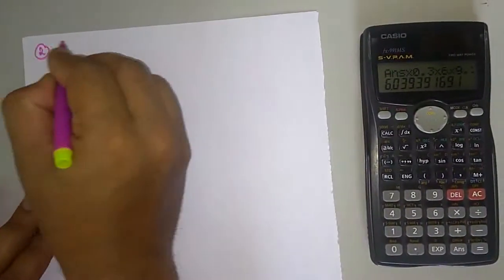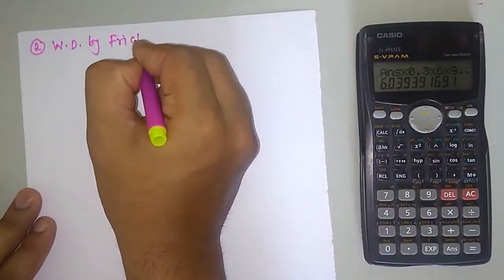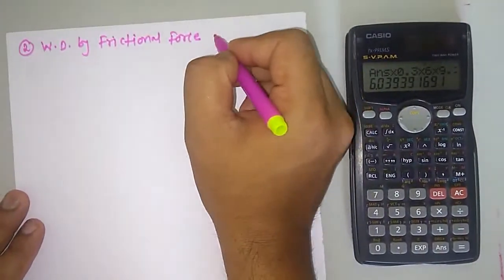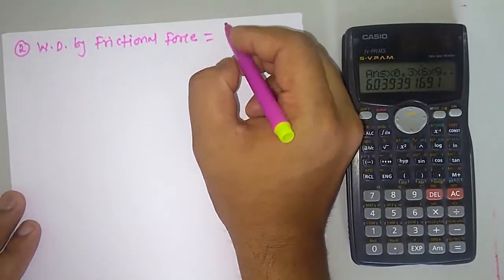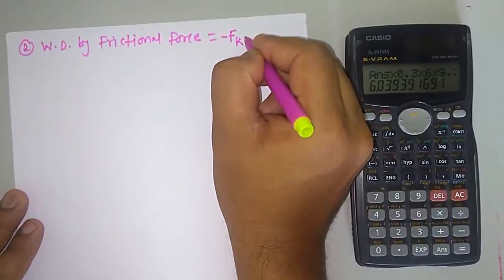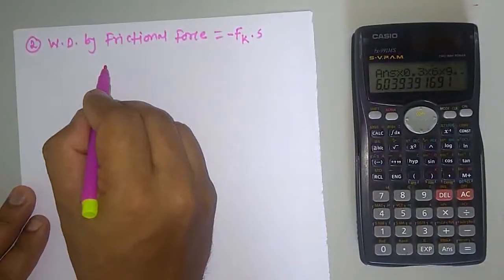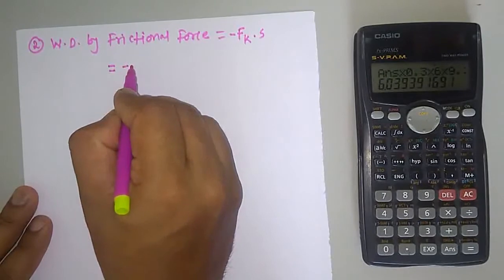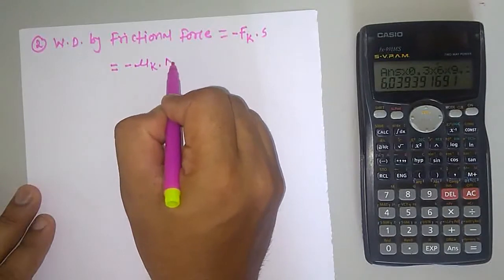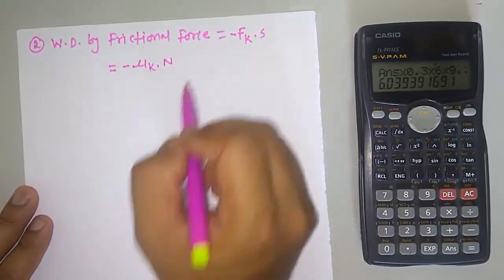Now the second force, that is friction. Work done by frictional force. We know the work done by frictional force is always negative. So minus, as it is moving, we will write minus fk into the displacement. So our displacement here is s. So what is fk? It is mu k into n.